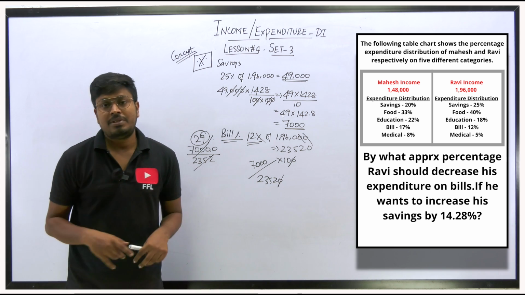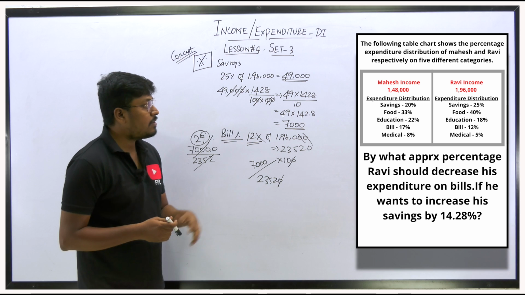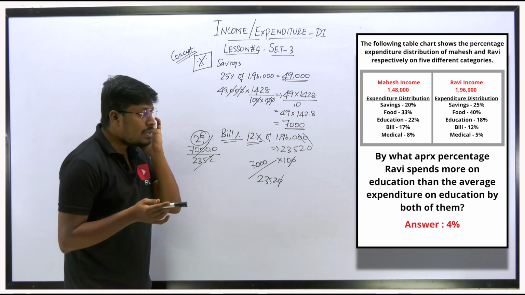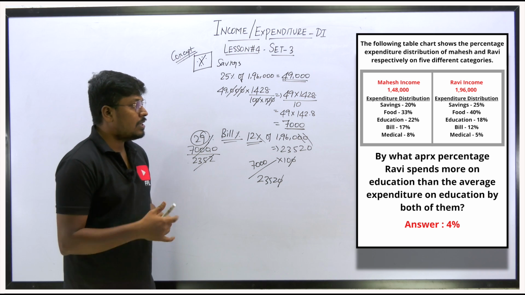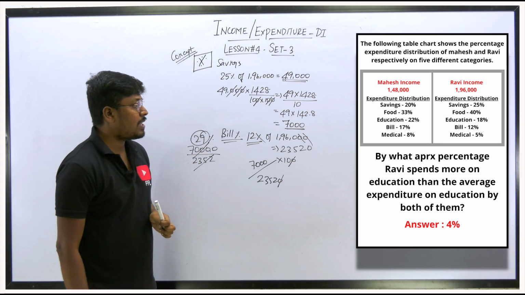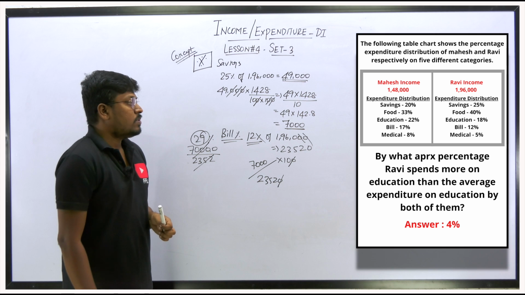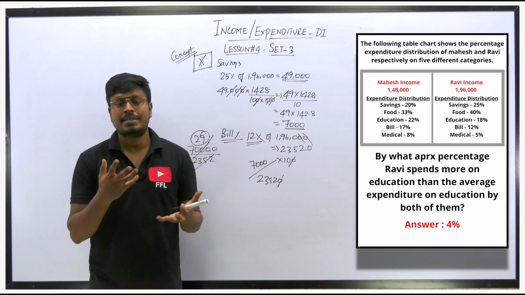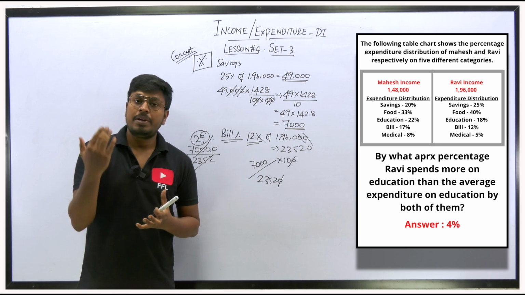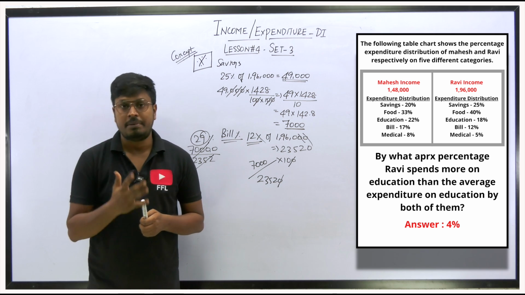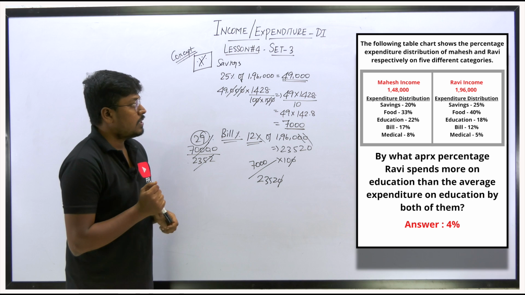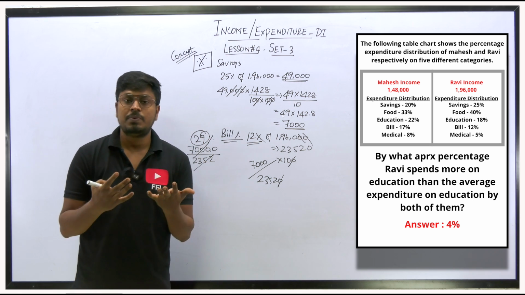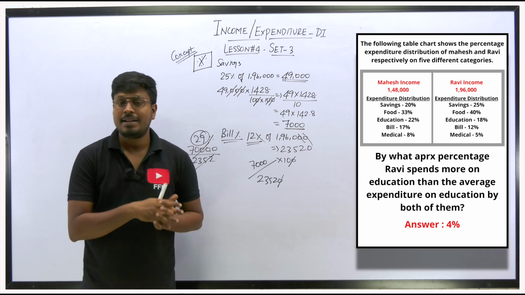So that's it about this video. The last question alone I can give you as a homework question. By what approximate percentage does Ravi spend more on education than the average expenditure on education by both of them? Very interesting question. Our target is to find more or less. So the same formula: whichever person you are going to compare, that value should come in the denominator. Understood? So that's it. Try to solve this question, and I have given the answers too. So try to solve and check whether you are getting the answers or not.